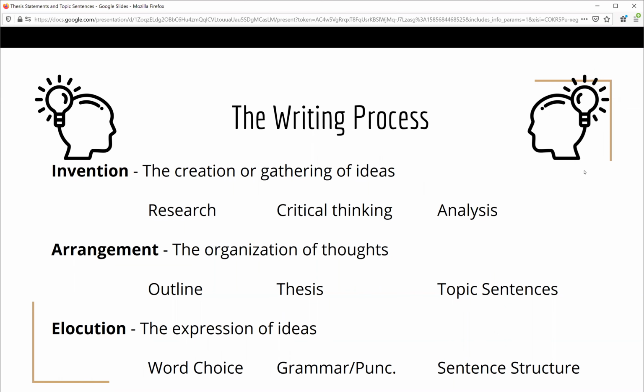Finally, there is the elocution, or the expression of ideas. This is how you say what you say. Once you are finished with a draft, you will revise and proofread it to be sure that your sentence structure allows the paragraphs to flow smoothly, that you have used the proper grammar and punctuation, and that you have chosen words or vocabulary that fits the paper's purpose and audience. Now we move on to the focus of this presentation.